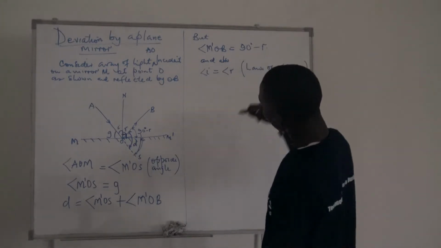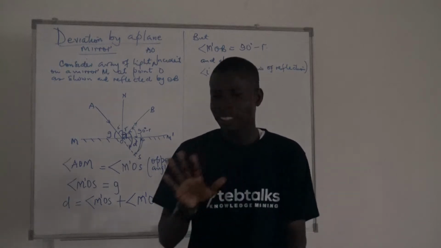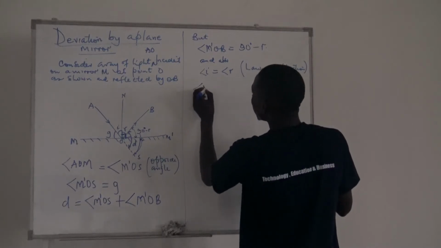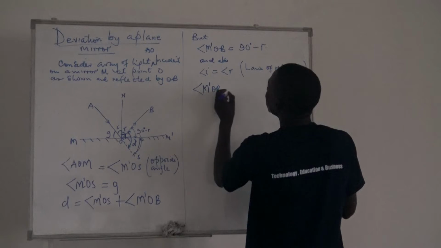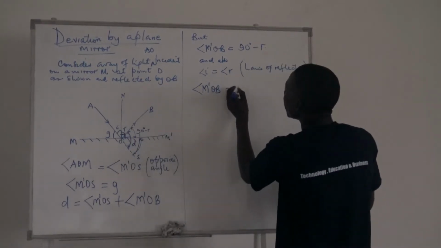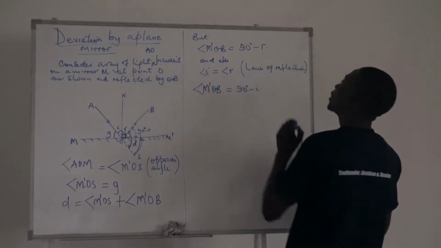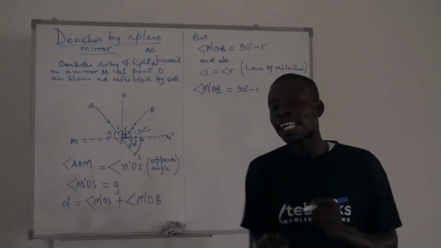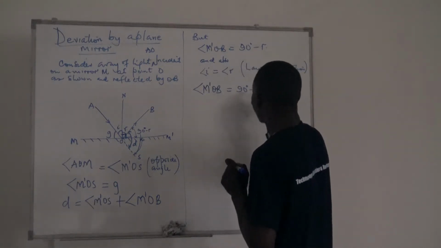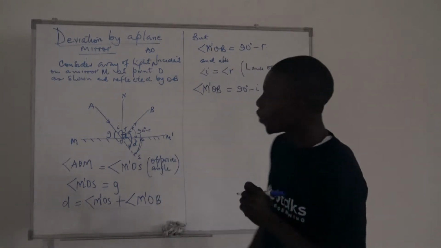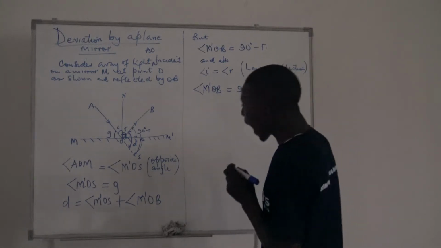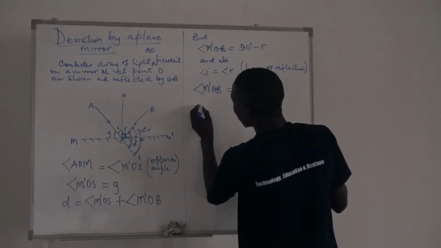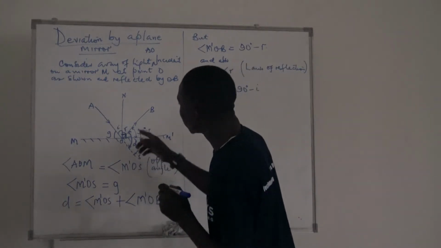Now, after agreeing that this angle is equal to that one, is it not true that I can now say angle M prime OB, this angle, is the same as 90 degrees minus I? Since R is equal to I, instead of saying 90 minus R, I can as well say it is 90 minus I. Is that okay? Let me hope we are together. After looking at this 90 minus I, let's also look at the angle.